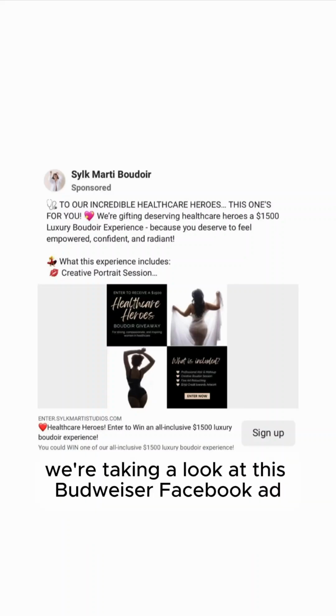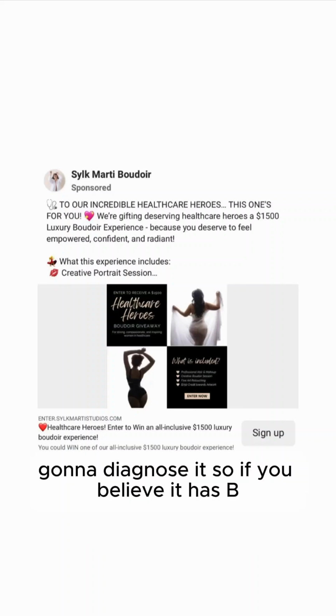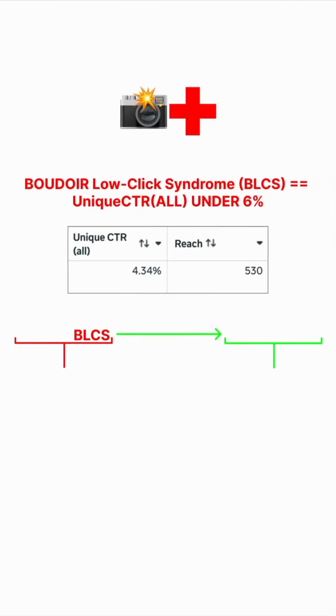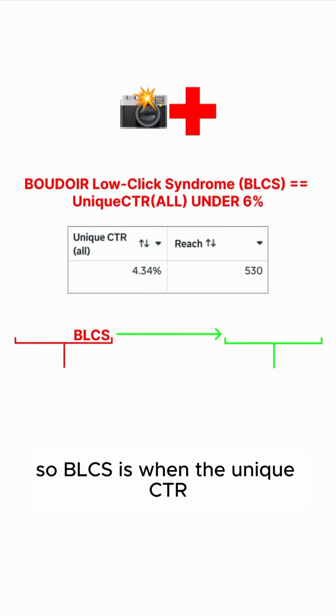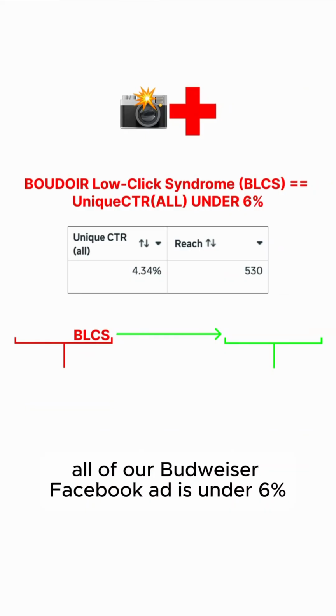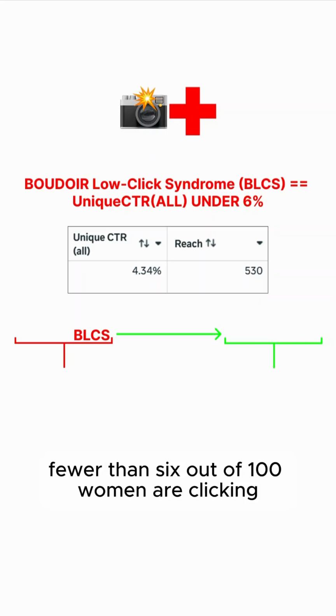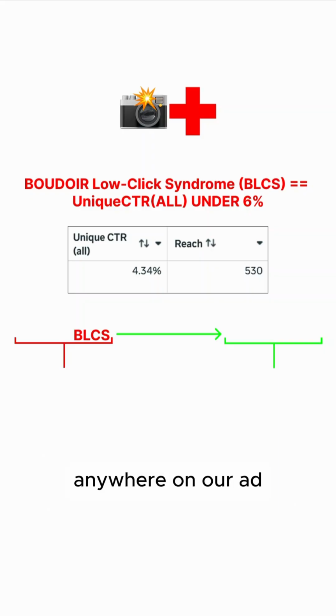All right, y'all, we're taking a look at this Boudoir Facebook ad. We're going to diagnose it if we believe it has BLCS, aka Boudoir low click syndrome. So, BLCS is when the unique CTR on our Boudoir Facebook ad is under 6%, aka fewer than 6 out of 100 women are clicking anywhere on our ad.